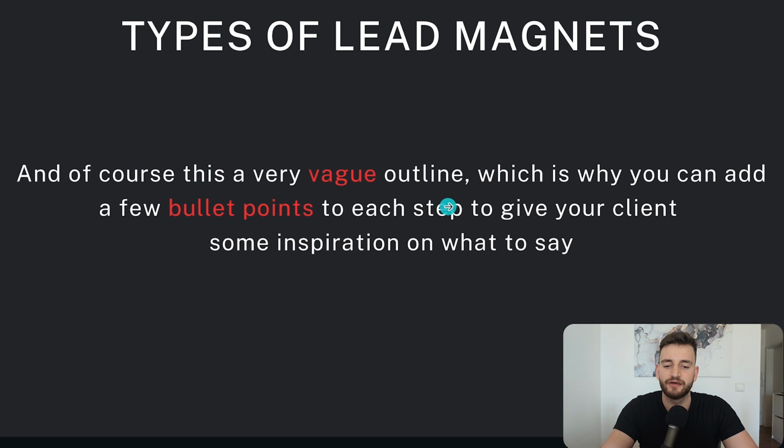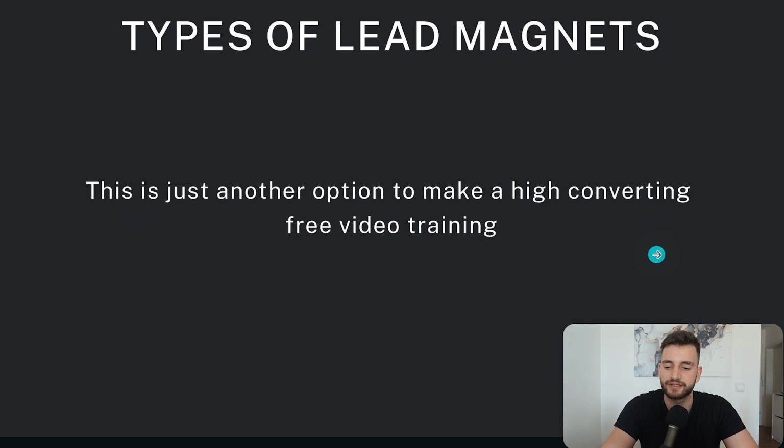And of course, this is a very vague outline, which is why you can add a few bullet points to each step to give your client some inspiration on what to say. So in total, you only have 5 points right now, and to give your client some more inspiration, you can add 3 to 5 bullet points per stage, so he understands what he should talk about. It's a vague outline, but you can make it a little bit more specific. And this is just another option to make a high converting free video training, guys.